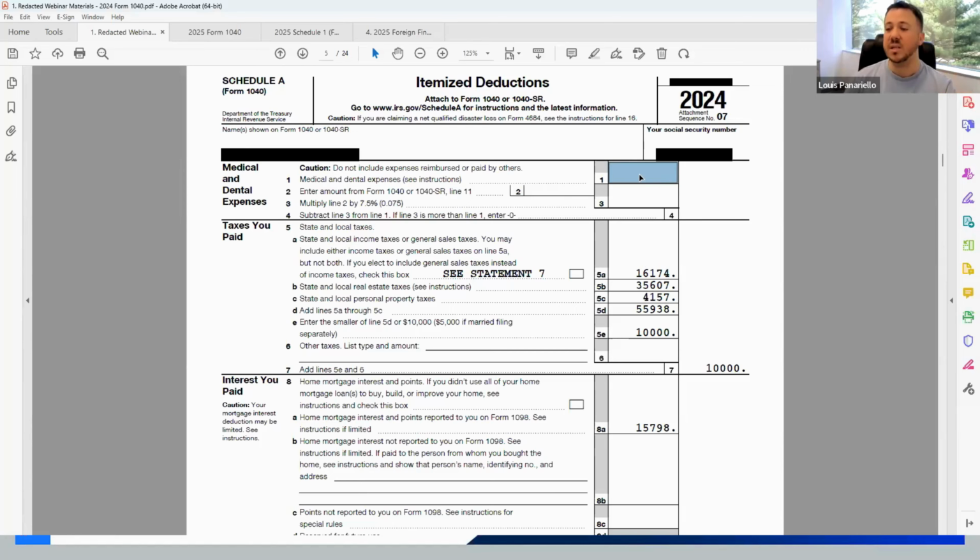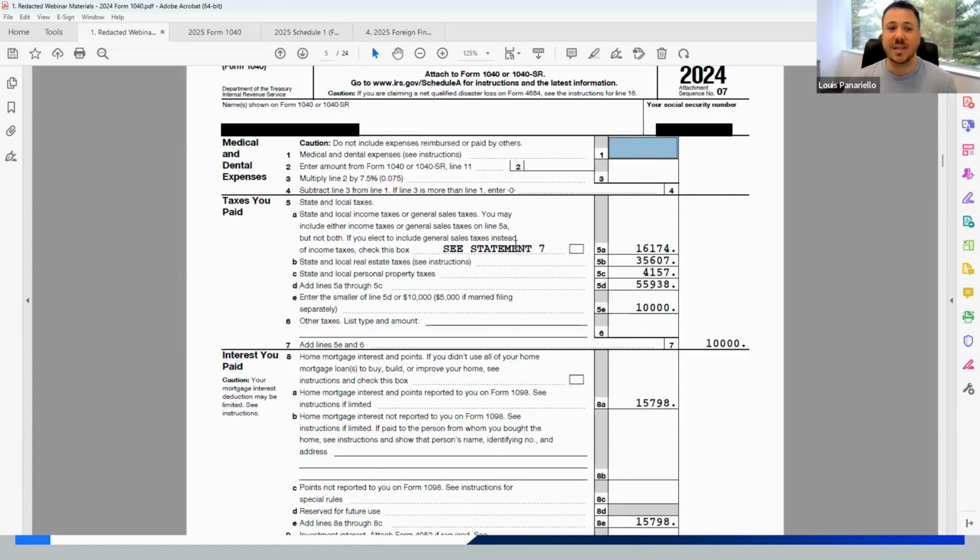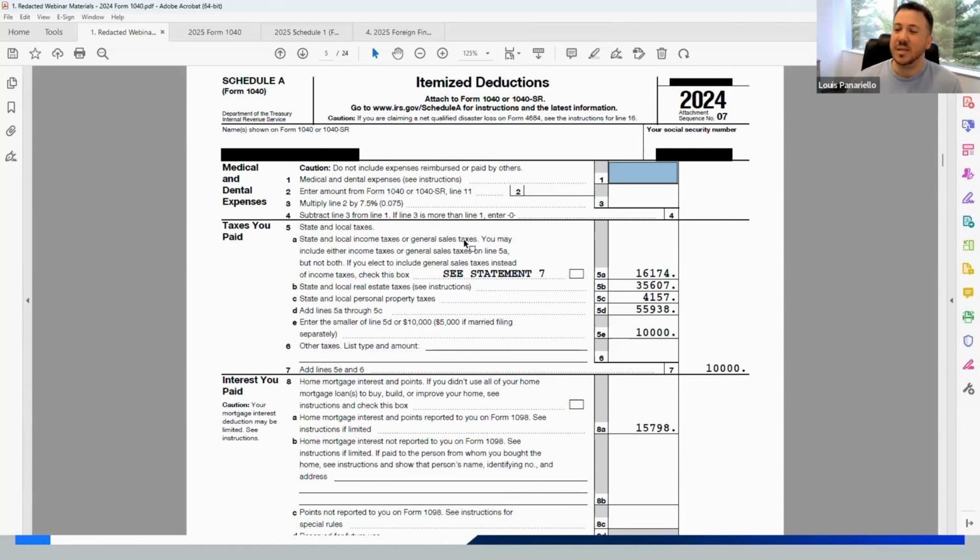So you would compare this box here over with the unreimbursed medical expenses that are reported on the statement of net worth. Now, moving along to the taxes that you are allowed to deduct as an itemized deduction. So this has been certainly a hot topic in the last few years with the SALT taxes, and no one's happy that the SALT taxes were limited to $10,000.